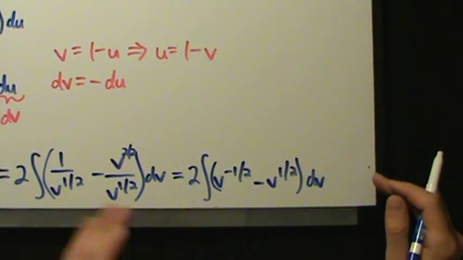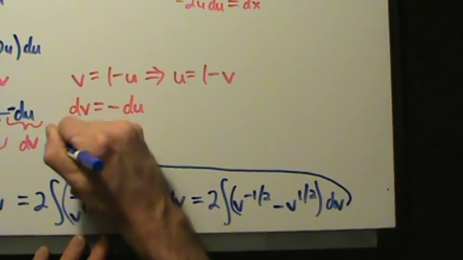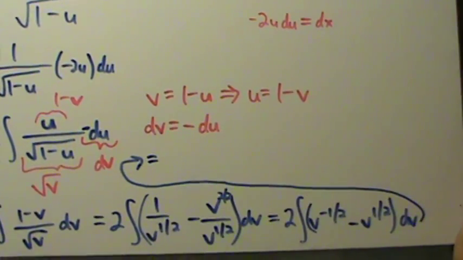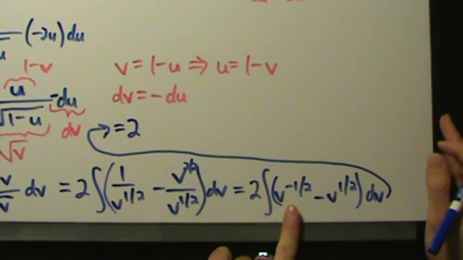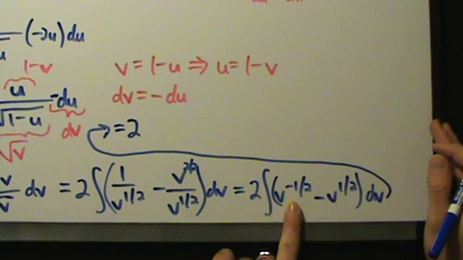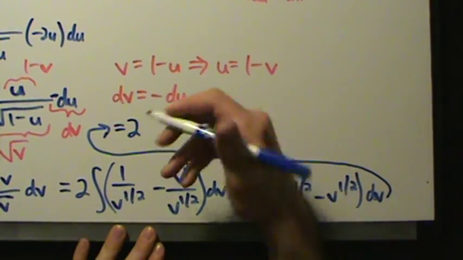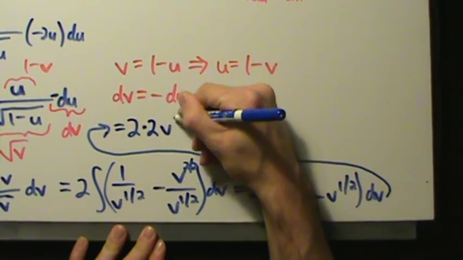So I'm kind of running out of room here, so let me just come back up here. Okay, and then that's going to equal 2. So if I do a power rule thing here, remember, add 1 to the exponent. If I take negative 1/2, I add 1, then I get positive 1/2, then I divide by that, right? So if I divide by positive 1/2, then I'm multiplying by positive 2, and then that's going to be v to the 1/2.